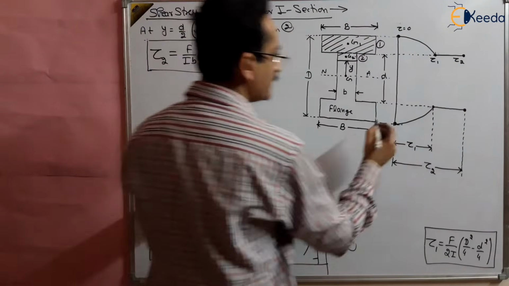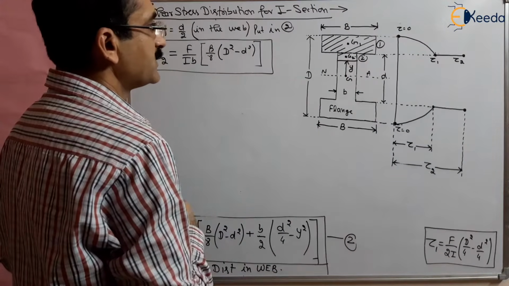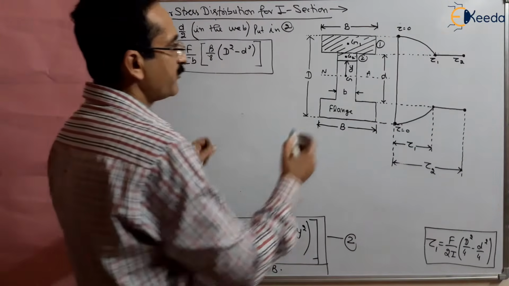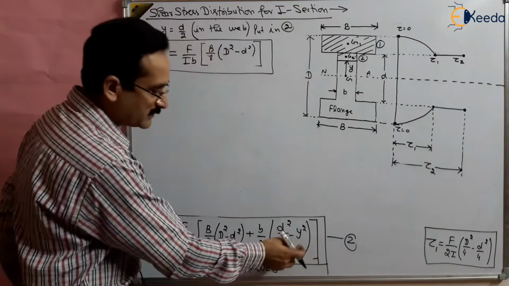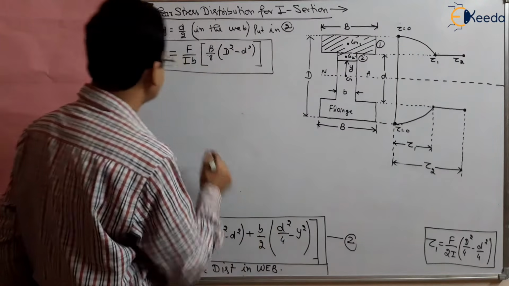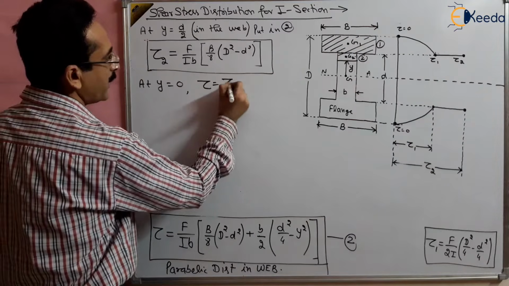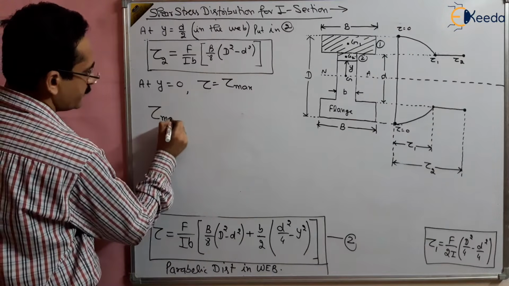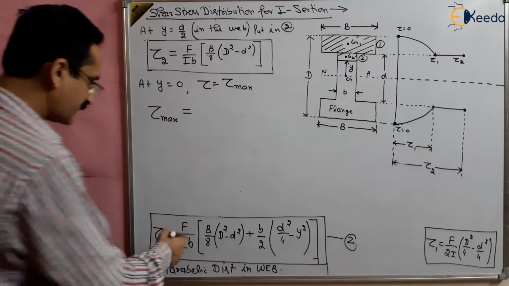Is it okay? And tau is 0 at the base, at this point, right? So this is how the shear stress varies, and it is a parabolic distribution. Where is it maximum? Shear stress will be maximum at y is equal to 0. So at y equal to 0, tau is tau max. Put it here and solve it, and you will get the maximum shear stress.